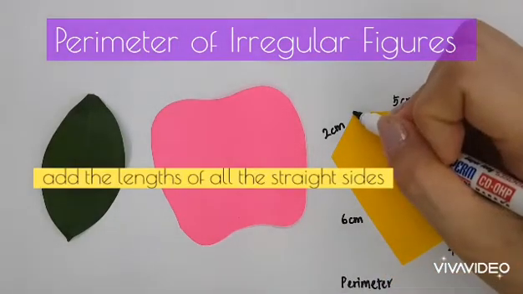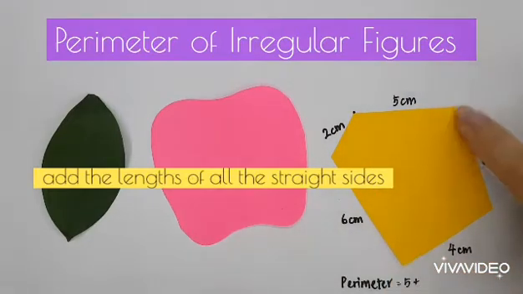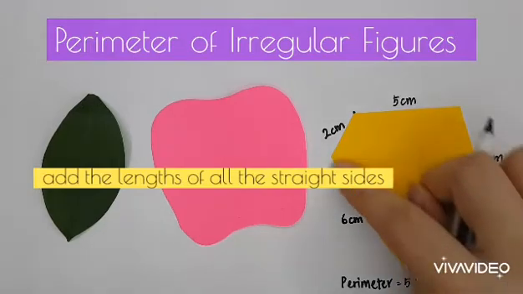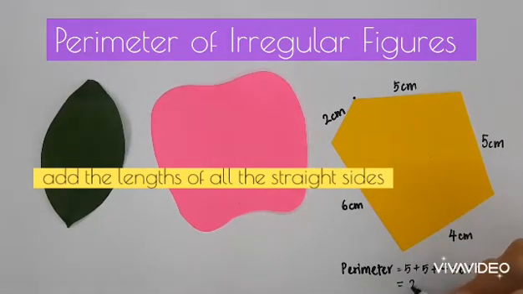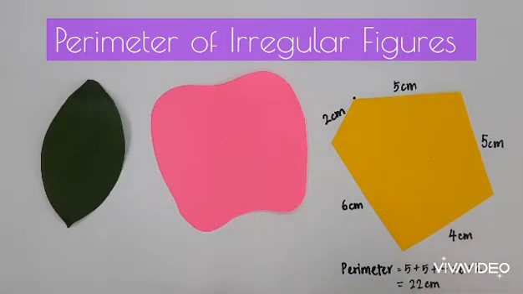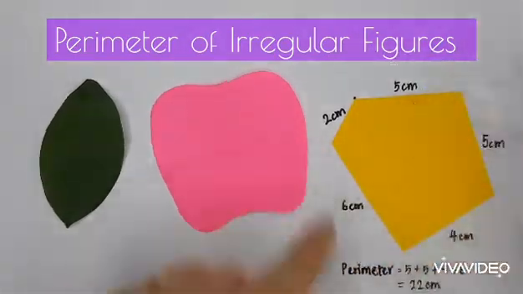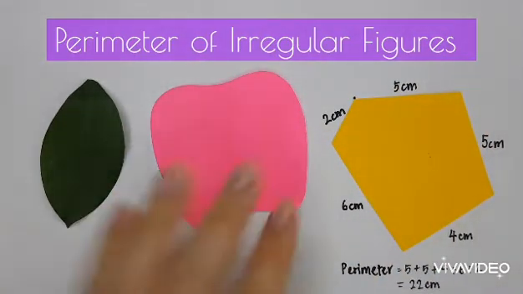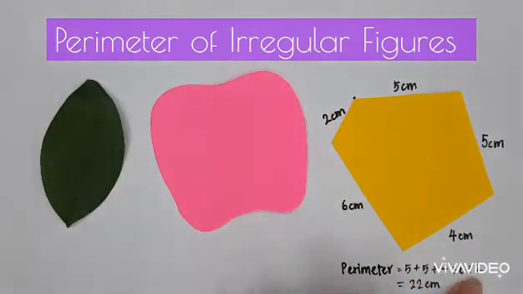Now, if I start from this point, I'm going to go 5 plus 5 plus 4 plus 6 plus 2. And that would give me 22 centimeters. If I use my ruler, I measure it out, 5, 5, 4, 6, 2. I've just given these numbers for easy calculation. So I can find the total length around this figure just by adding it up.